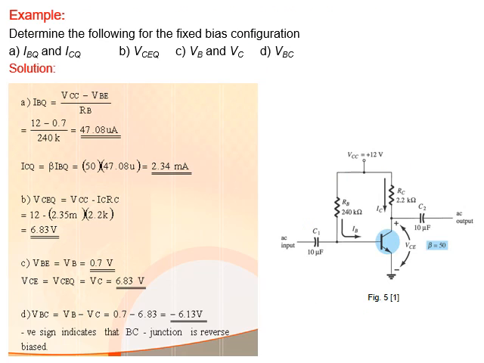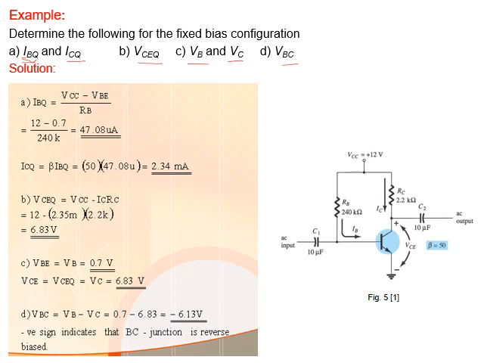Now let's take an example. Have a look at this circuit. It is fixed bias, I know, because we have two resistances only, one on the base and one on the collector. He asked me to find IBQ. IBQ means I base quiescent point. ICQ, VCEQ, VB, VC, VBC. Okay, now let's take them one by one.